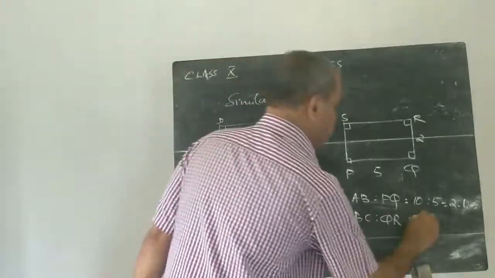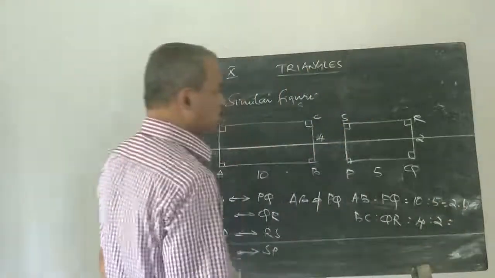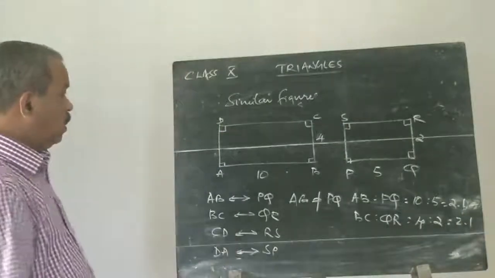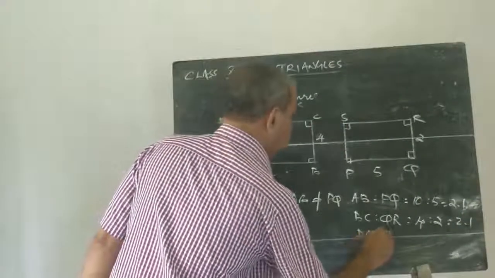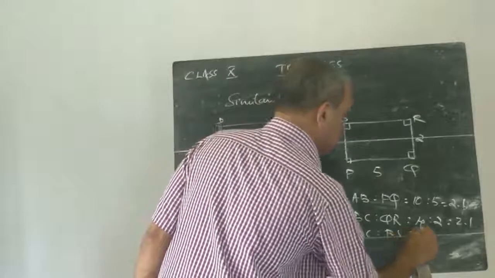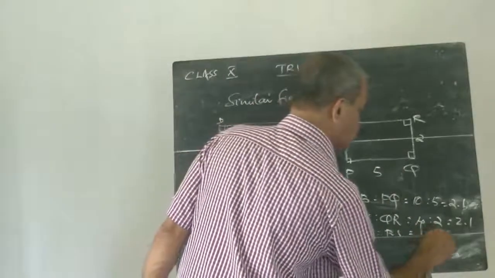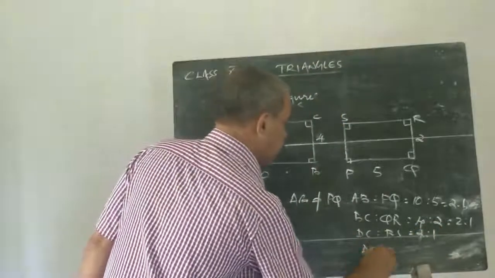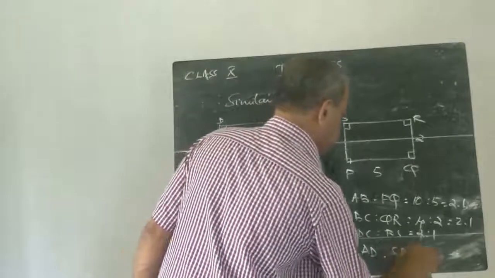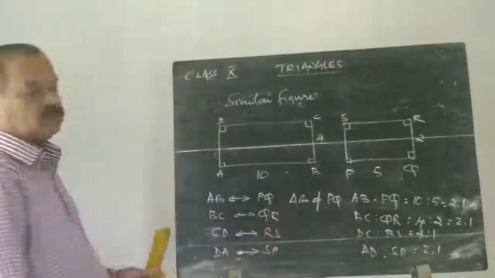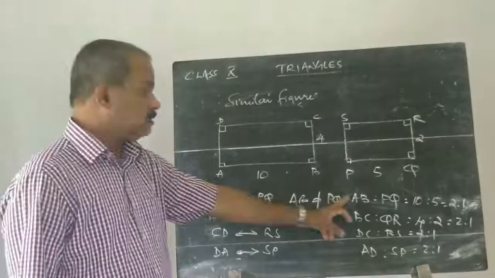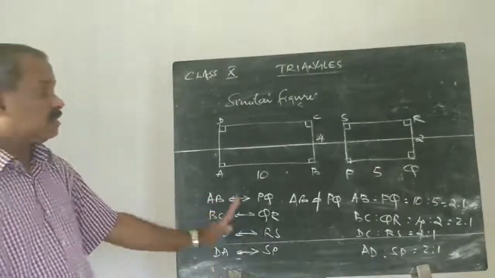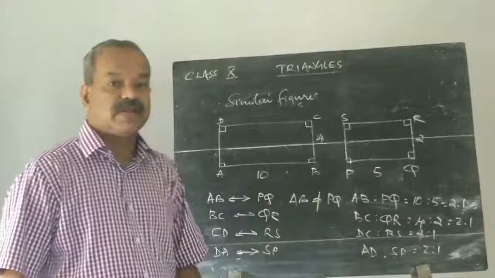BC is to QR, 4 is to 2, equal to 2 is to 1. Then DC is to RS, 10 is to 5, which is also 2 is to 1. And AD is to SP, 4 is to 2, equal to 2 is to 1. Here, corresponding sides are not equal, but the corresponding sides are in the same ratio.